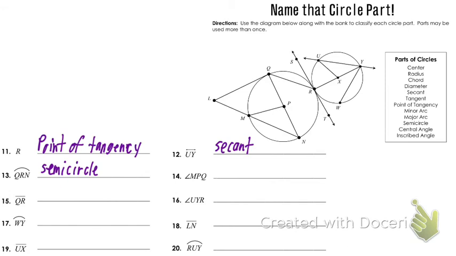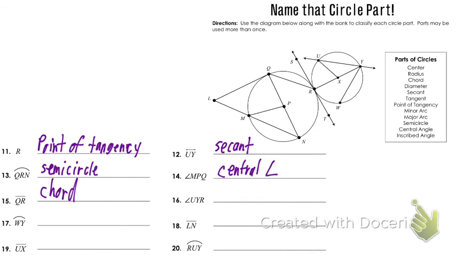14, angle MPQ. Dominic? Central angle. Vertex is at the center. Sides are radii. 15, segment QR. Aiden? Yep, it's a chord.